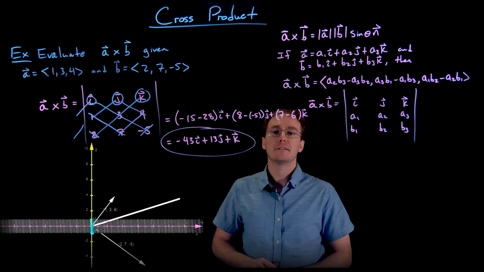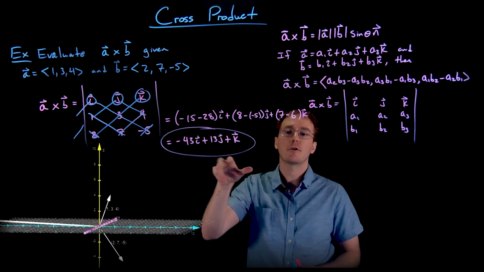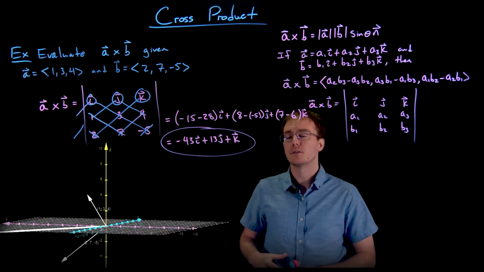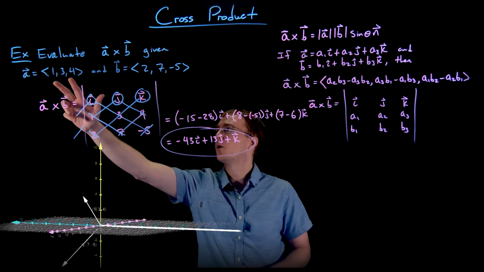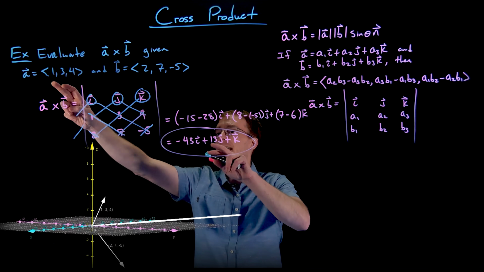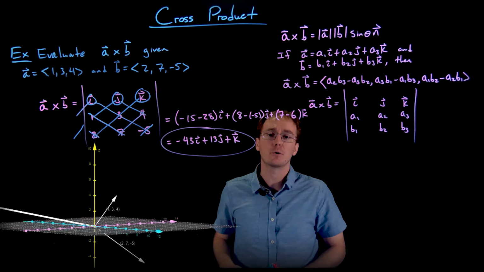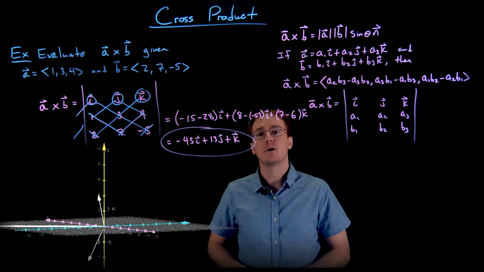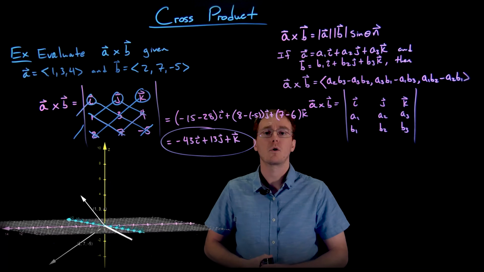But if we did want to try to geometrically interpret this vector, what we could say about this vector that came out of our cross product is that this vector of -43i plus 13j plus k is going to be orthogonal or perpendicular to both our vectors A and B. If we took the dot product between A and this vector, as well as the dot product between B and this vector out of our cross product, we should get 0 for both of them. Because remember, if the dot product between two vectors is 0, those two vectors are perpendicular or orthogonal.